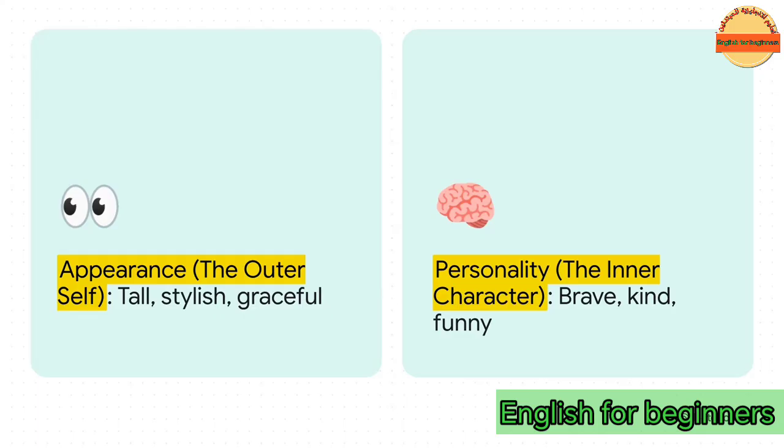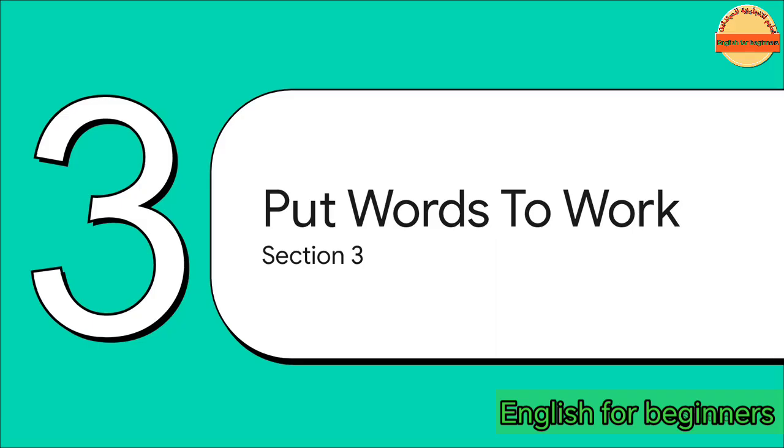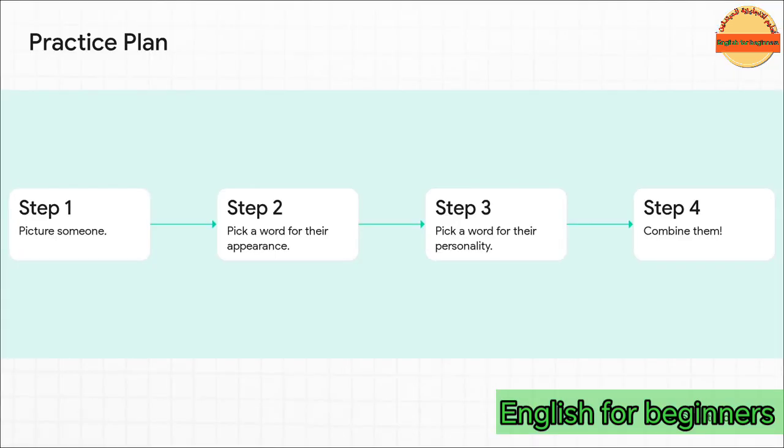So here you have it, the two toolkits, side by side. On the one hand, you've got words for appearance, what we're calling the outer self, and on the other, words for personality, the inner character. Now, the real magic, the secret sauce, happens when you start mixing and matching from both lists. Okay, that's enough theory. Let's get our hands dirty. The best way to get good at this is to actually do it. So in this next part, we're going to put these words to work with a really simple, kind of fun exercise.